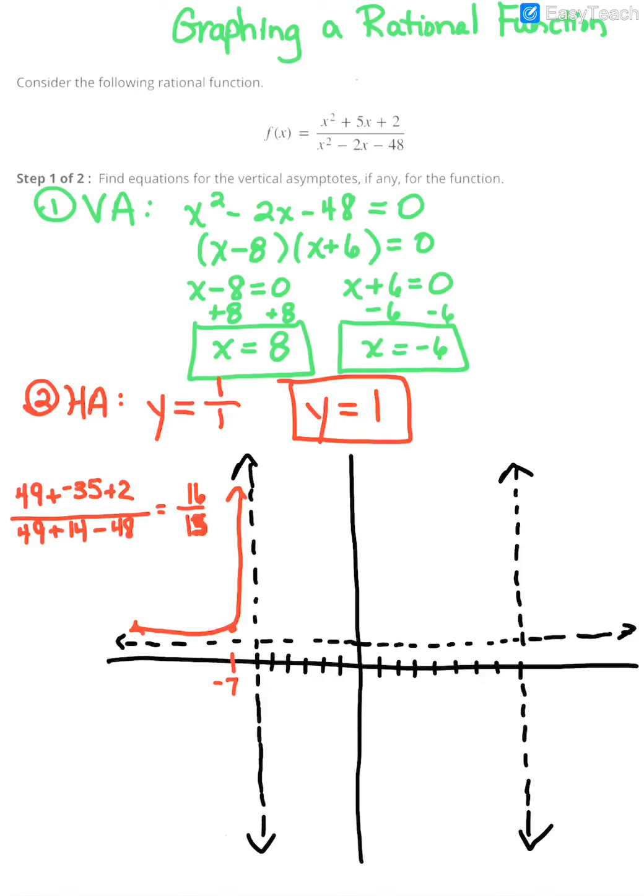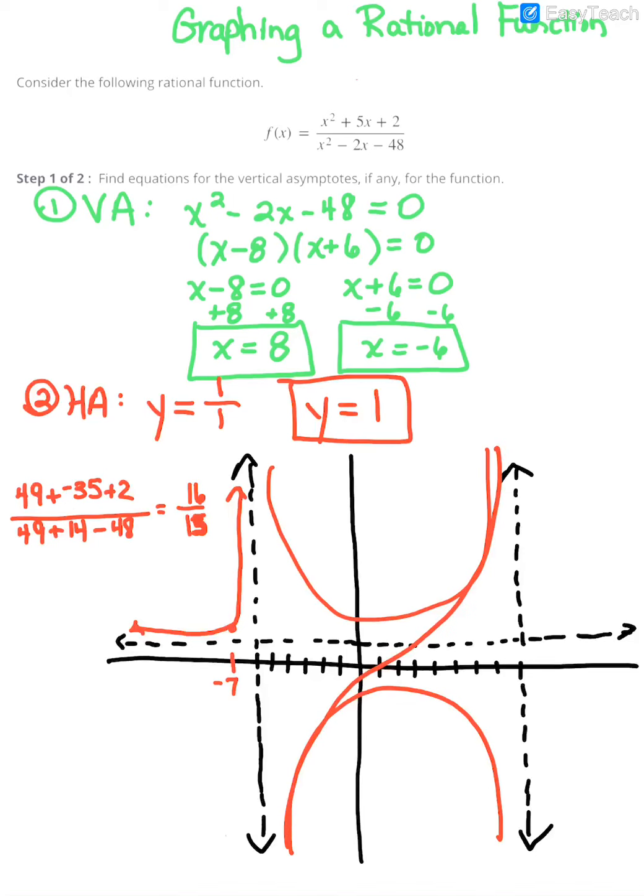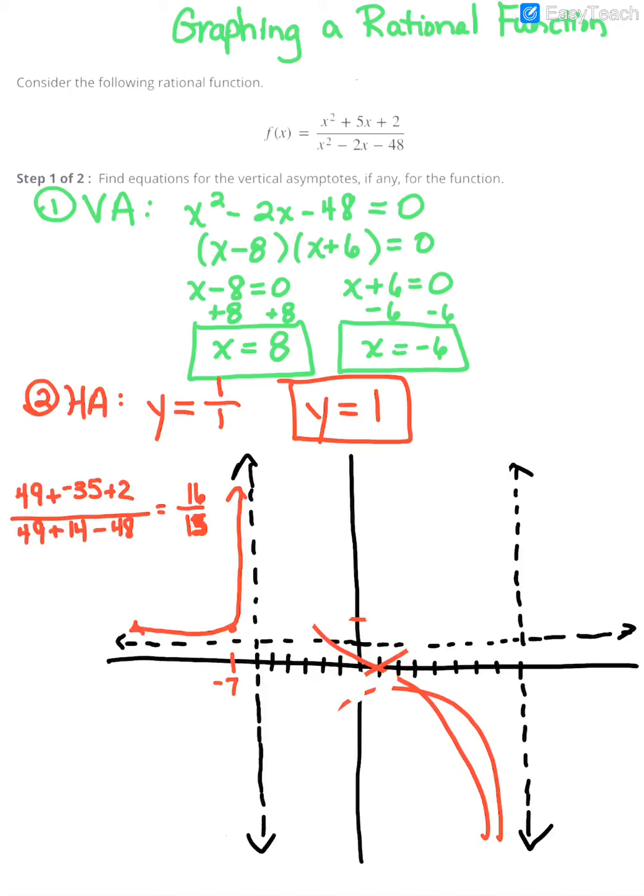Now, in between, you're going to want to do a couple of test points, because here are the things that could happen. You could get a U that's opening up like that. You could get a U opening down like this, or you could get an N that goes from down to up, or a backwards N that goes from down to up. So we need a couple of test points kind of near those asymptotes so that we can get a good idea of what is happening with this particular piece of the graph.